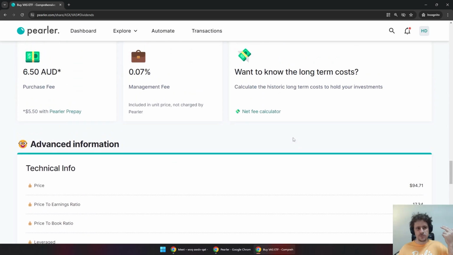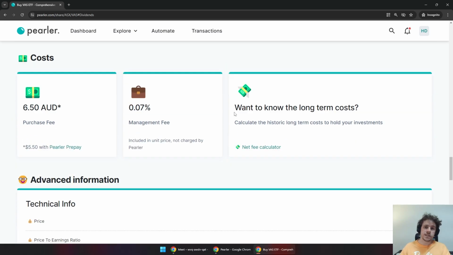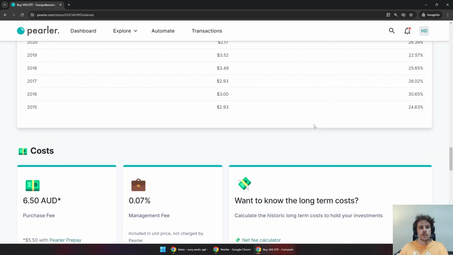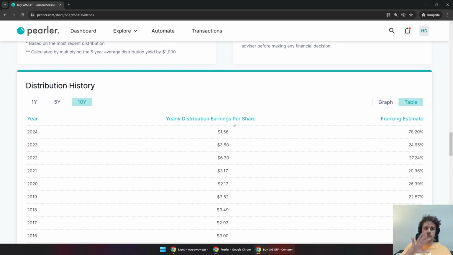So what that's saying is that for every $94 of this ETF you own, last year $1.56 was paid out, the year before that $3.50, the year before that $6.30, which is actually convenient here because that's nearly $100. So you can estimate that roughly to be like 1.5%, 3.5%. But that's where you'll see that information on Pearler.